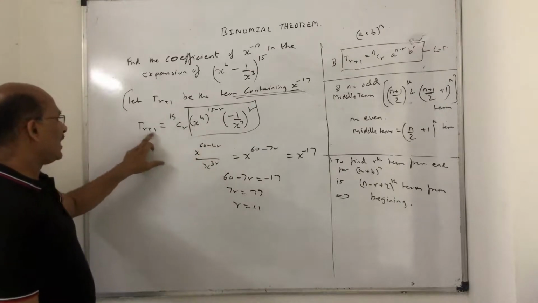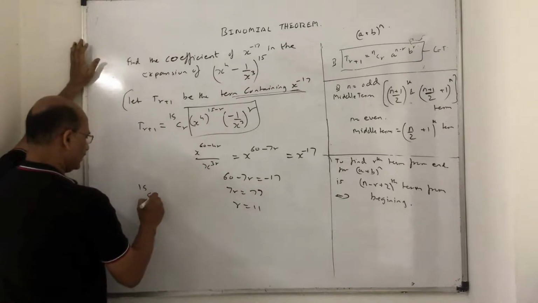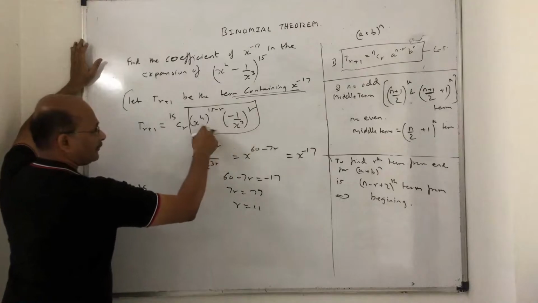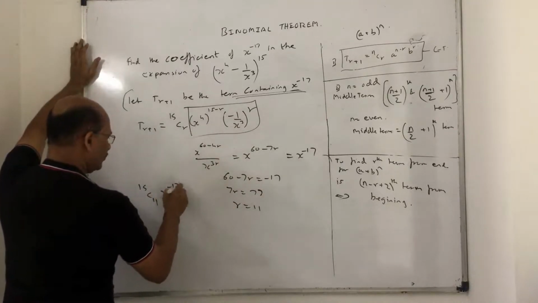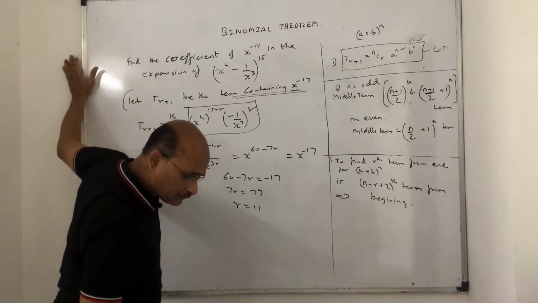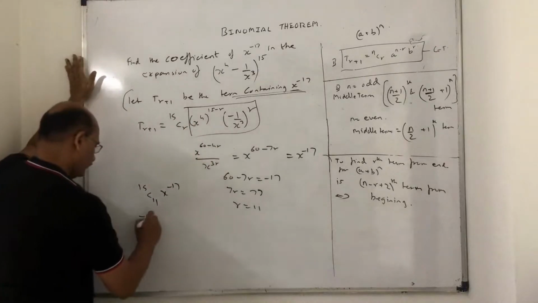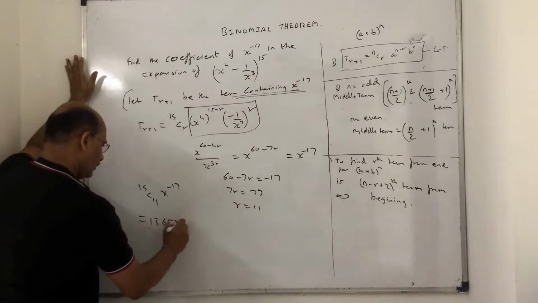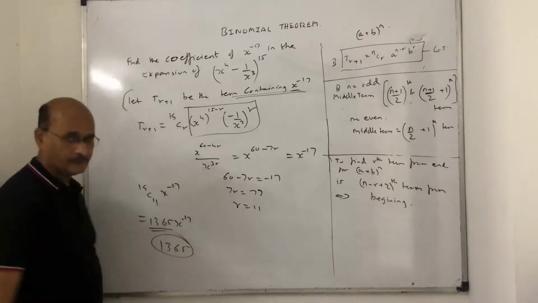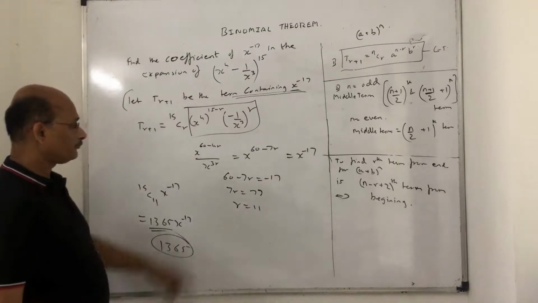So T r plus 1. What is the value here? 15Cr, so 15C11. All the x together will add up to what? x raised to minus 17. So what is 15C11? You can find out directly. 15C11 is equal to 1365. It is x raised to minus 17. So what is the coefficient? 1365.